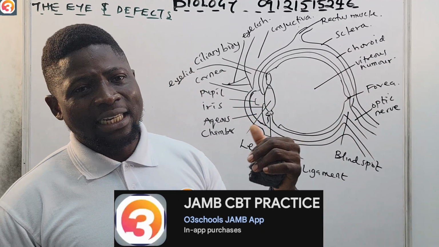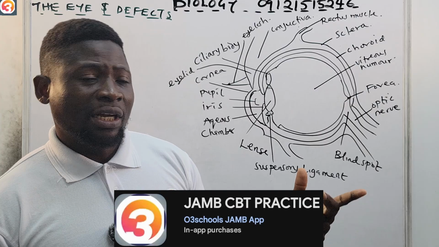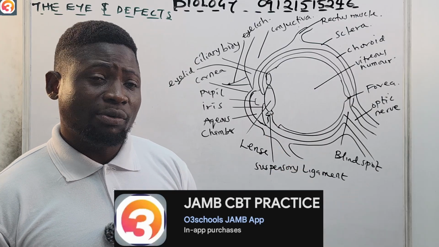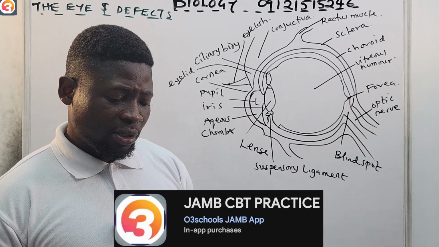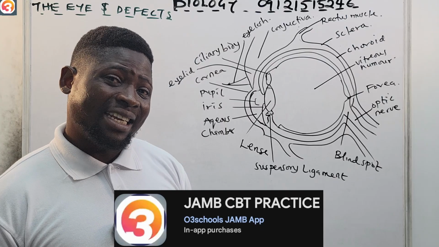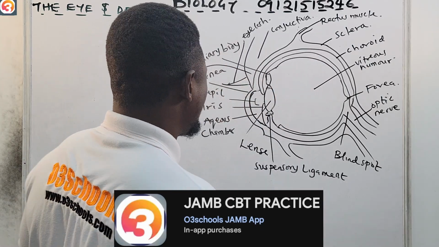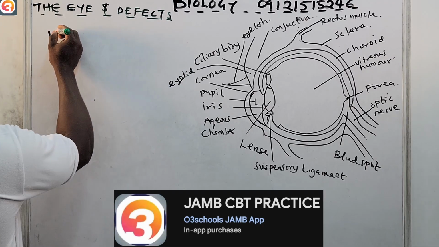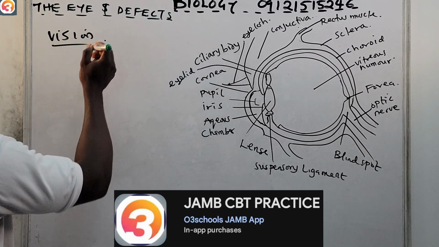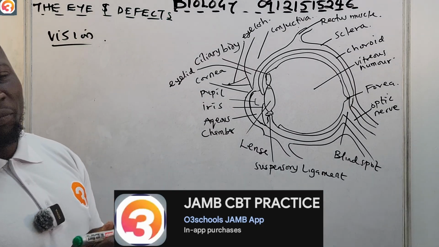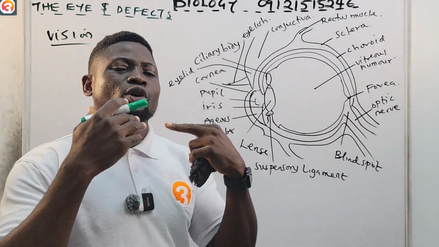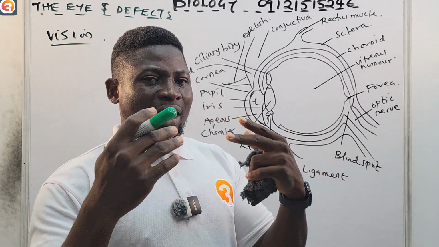Okay, and we said the eye is a sense organ, and this is the last sense organ we are discussing. We talked about the tongue, the nose, the ear, and we talked about the skin in the last class. This is the last one, which is the eye, and the eye is a sense organ for vision. Use your eyes to see.